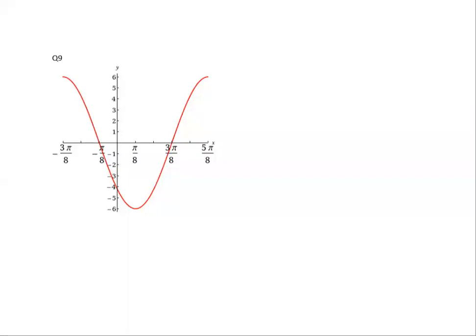For question 9 of section 4.5, this graph starts from the max, so I'm going to put a note here. This is the maximum value, and this is the minimum value. Start from the max, go down to the minimum, and go back to the maximum value again. This is the pattern of the graph of the cosine.